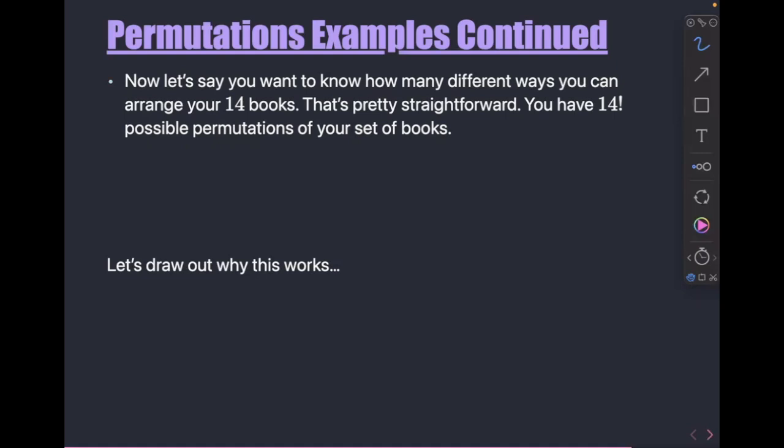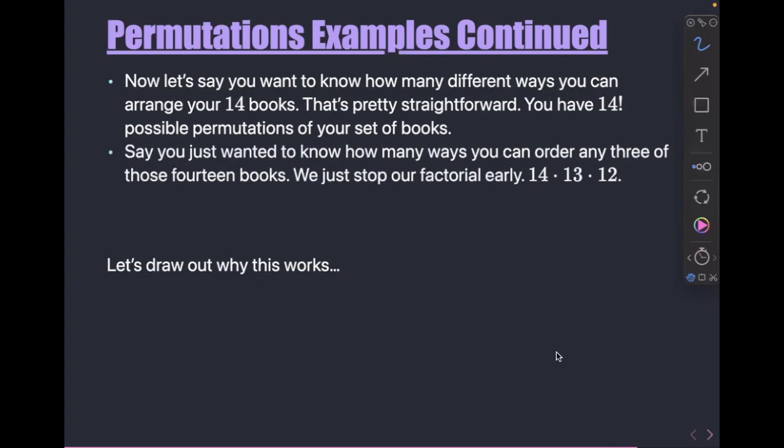So now we have 14 books. Let's say we want to look at how many different ways I can arrange my books. That's pretty straightforward. This is just on my bookshelf. How many different ways can I display my 14 books? That would be 14 factorial, right? So that would be 14 times 13 times, and so on. That's how many possible ways I could order all 14 books.